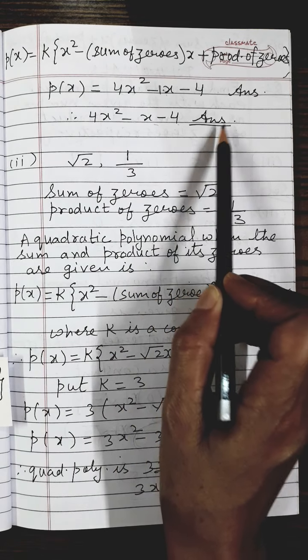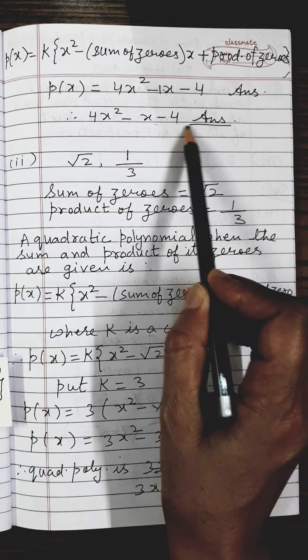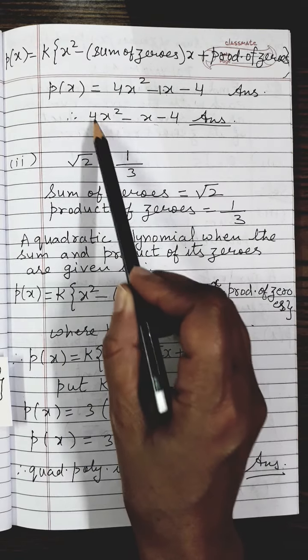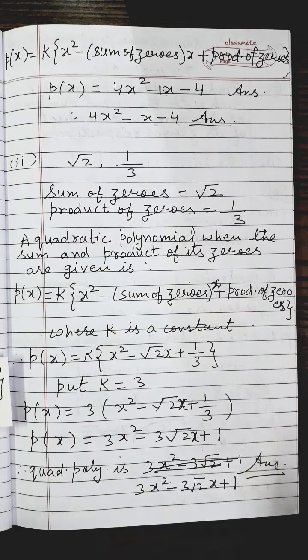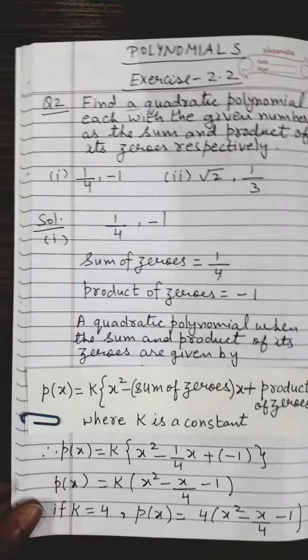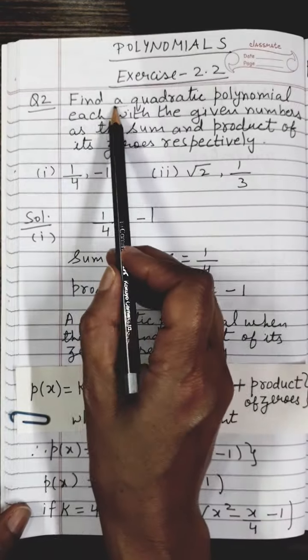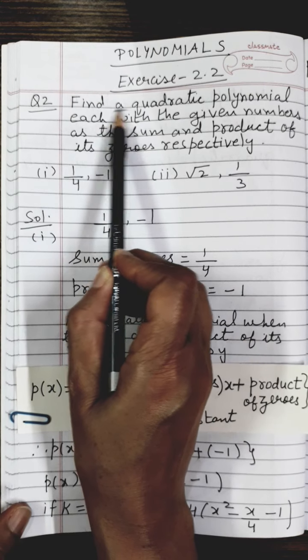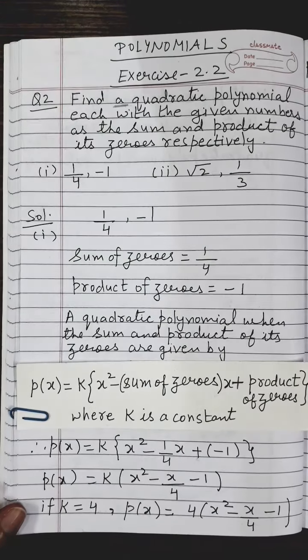This is your answer for the quadratic polynomial. Quadratic polynomial means the degree is 2, the highest power of x is 2. Now in this question one thing you will notice is that I have obtained one polynomial. In the question, pay attention to this word: it means you have to find only one quadratic polynomial.